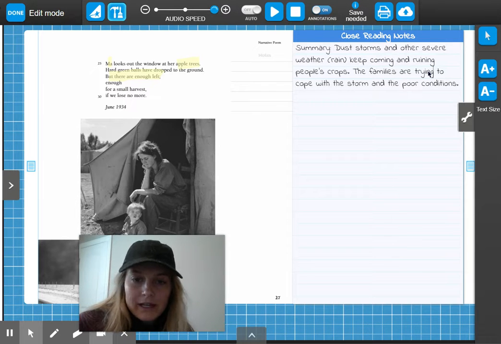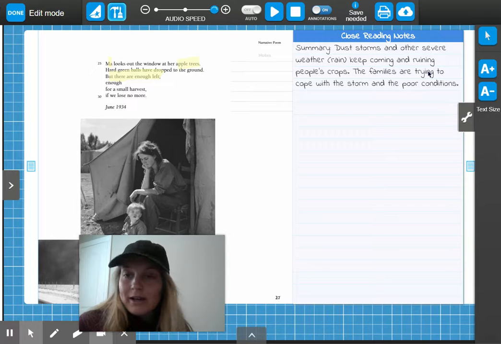So what we did today is we read through the two poems. We looked at the lines, the stanzas, the figurative language, in this case the simile using like to make a comparison. And we identified the key events in order to summarize the text.